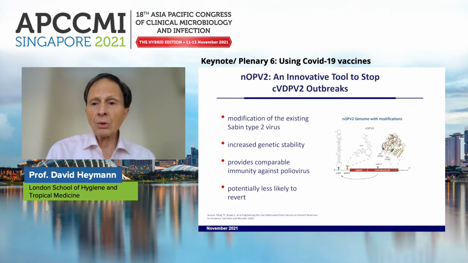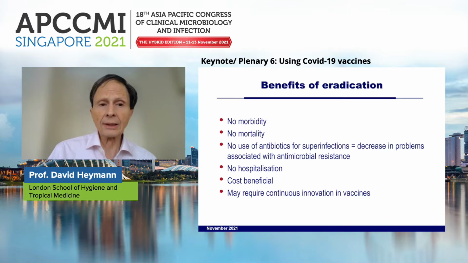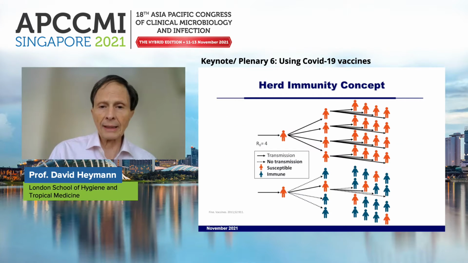And so now there is a new oral polio vaccine made from a stabilized Sabin strain, which is genetically stable and provides comparative immunity against poliovirus. And so this vaccine is now being used in countries where circulating vaccine-derived polio continues to occur, as you'll see on this slide. So the benefits of eradication are clear. No morbidity, no mortality, no use of antibiotics for superinfections, no hospitalization, cost beneficial, but this may require a continuous innovation in vaccines, as we've seen with polio eradication.